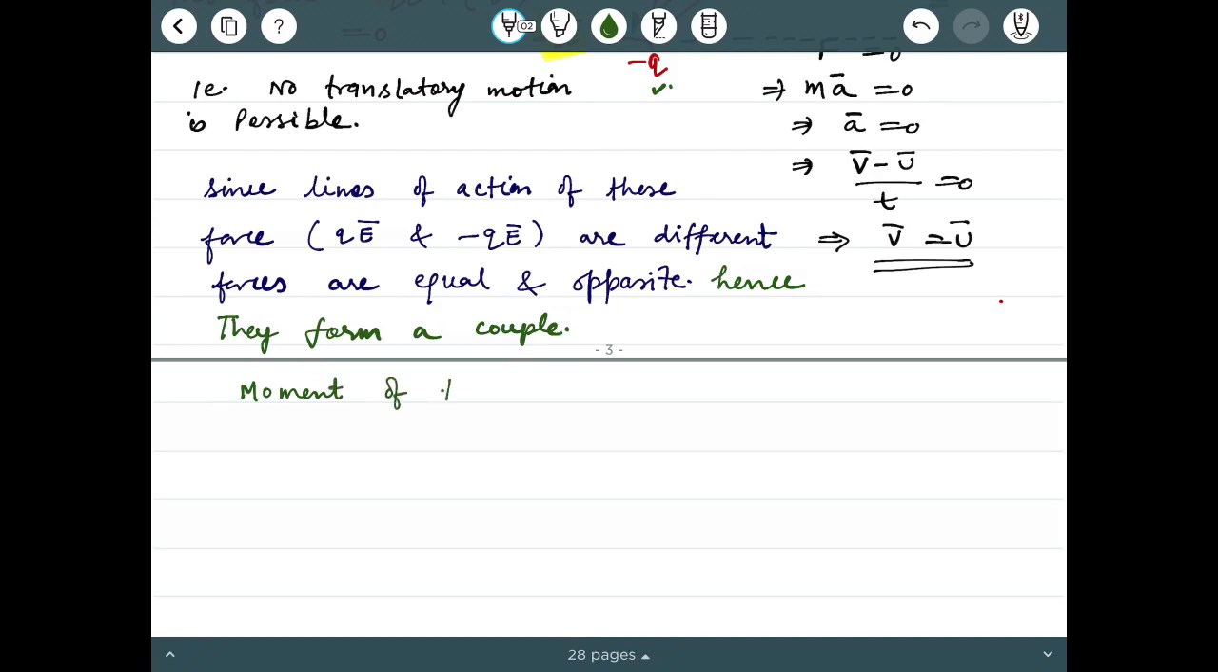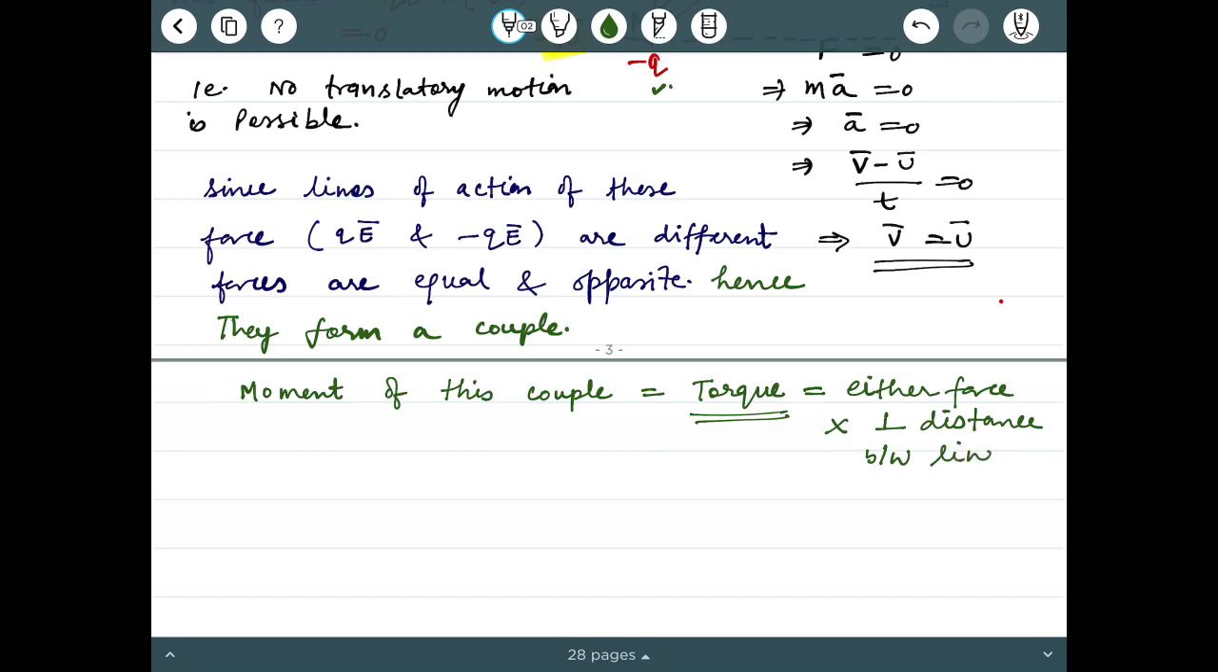Moment of this couple equals torque, and we know very well that torque equals either force multiplied by the perpendicular distance between the lines of action of the forces. So here, torque I am representing by tau.